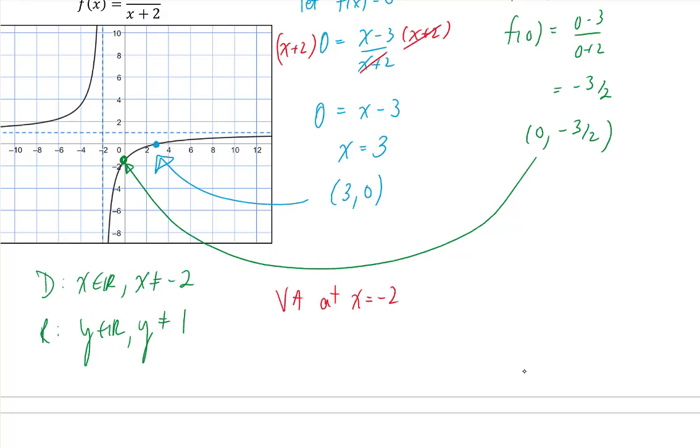And for our end behaviors this time, we notice something new. As x goes to plus or minus infinity, we see that y actually approaches another number, a number other than 0. We see it approaches 1. So for this example, we have a horizontal asymptote at y equals 1.